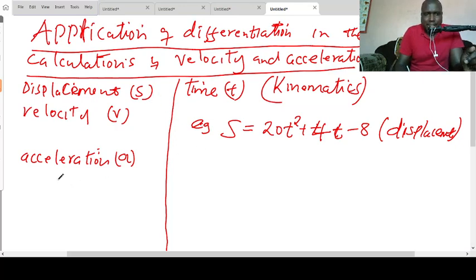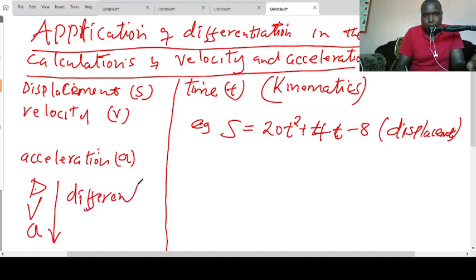If you have displacement, to get velocity, you differentiate once. So displacement, velocity, and then acceleration. If you have displacement, to get velocity, you differentiate. To get acceleration, you differentiate velocity. You differentiate displacement to get velocity, and you differentiate velocity to get acceleration.